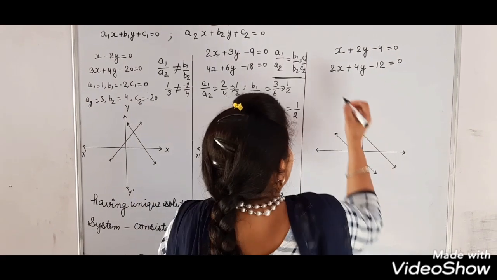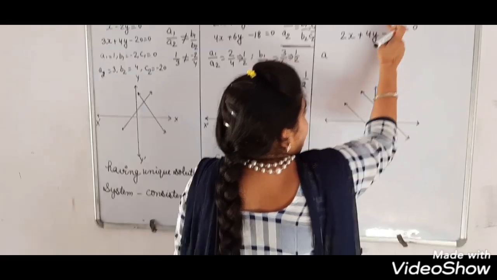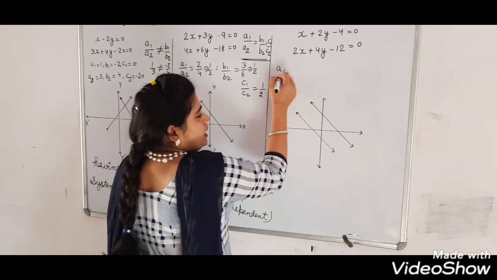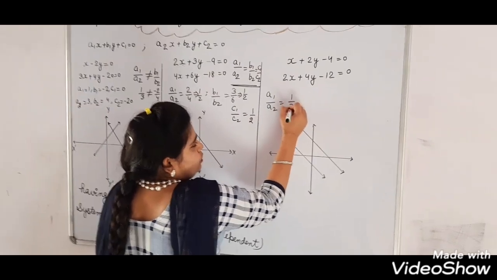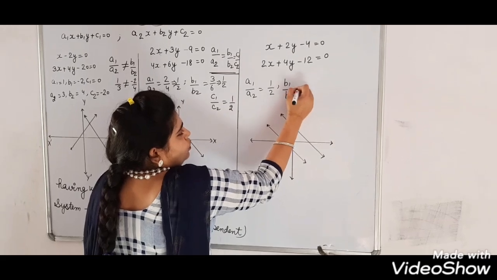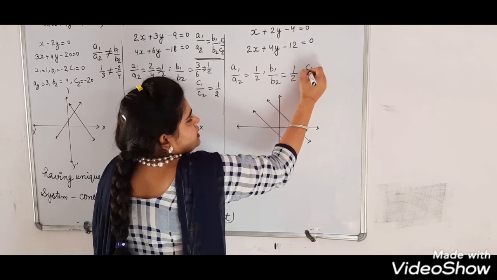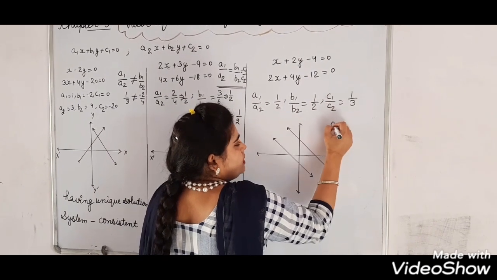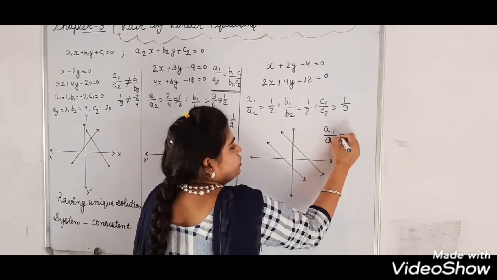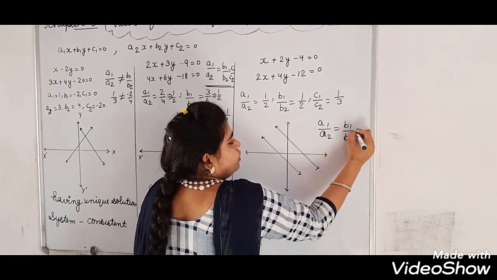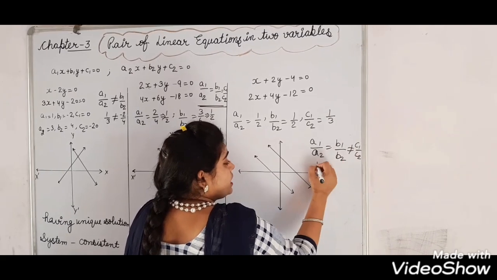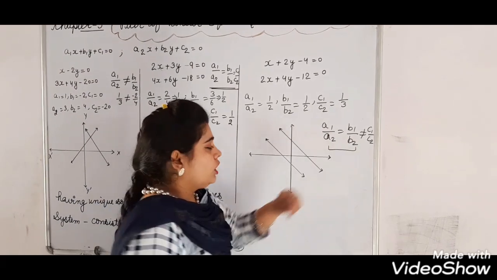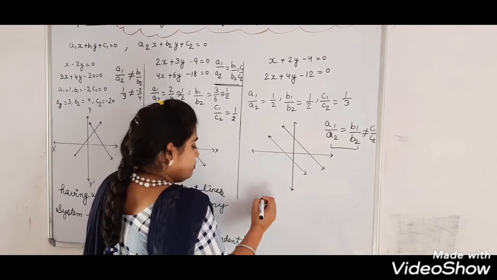Third example is x plus 2y minus 4 is equal to 0. 2x plus 4y minus 12 is equal to 0. Here a1 by a2 is equal to 1 by 2. b1 by b2, 2 by 4, again 1 by 2. c1 by c2, minus 4 by minus 12, means 1 by 3. Means a1 by a2 is equal to b1 by b2 not equal to c1 by c2. In this case, the ratio of the first two terms is equal and the third one is not equal. So lines will be parallel.